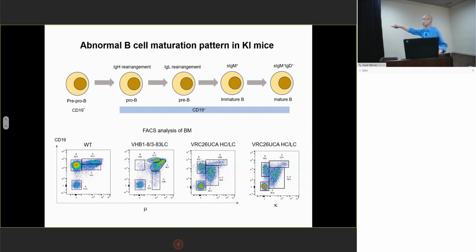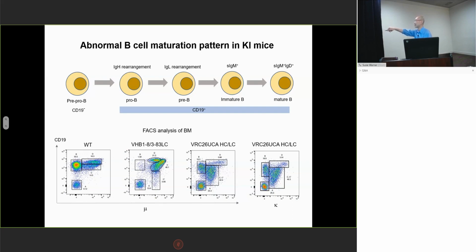A key marker between the pre-pro B cell and pro B cell is CD19. At the pre-pro stage, they're CD19 negative. When you get to pro, they become CD19 positive. Usually the transition is very rapid. You don't see any intermediates here. So that's the pre-pro B cell in a normal wild-type mouse. That's IgM, that's CD19. Pre-pro B cells go to pro B and pre-B, so they're CD19 positive, IgM negative. Then they become immature and mature B cells, which are IgM positive.